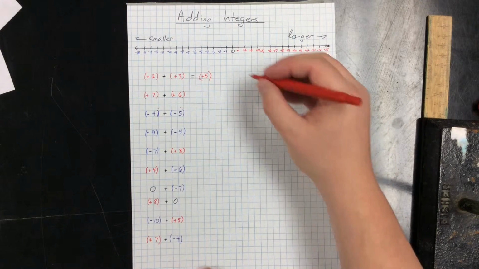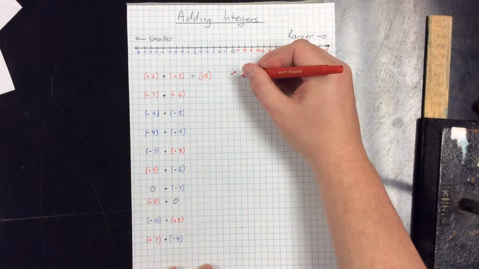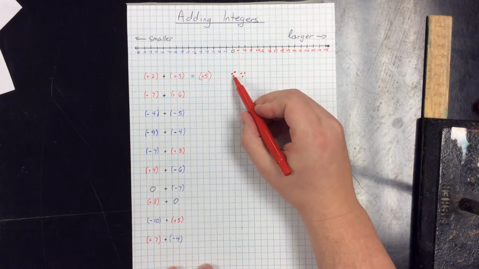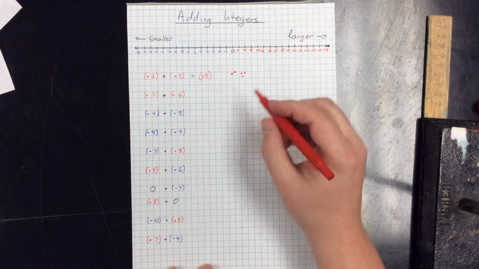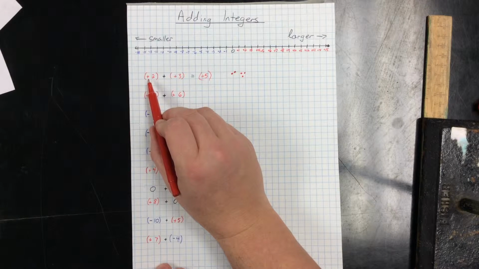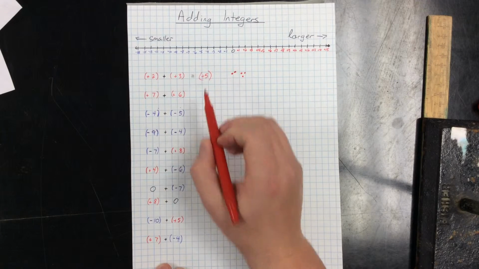Another way we could think of that would be we've got 2 positives and we get 3 more positives. How many positives do we have? 1, 2, 3, 4, 5 positives. So if we have the same symbol beginnings, positive or negative, then we're going to add them together. 2 plus 3 is 5.